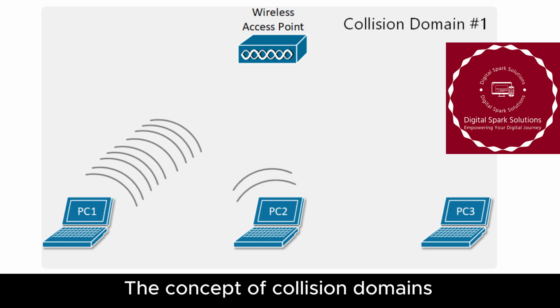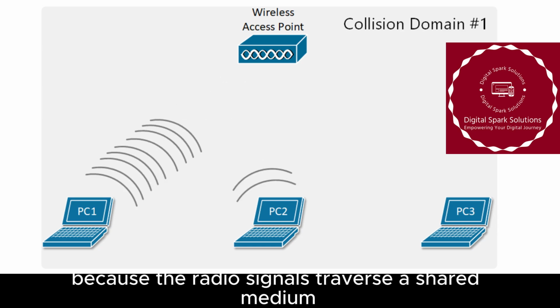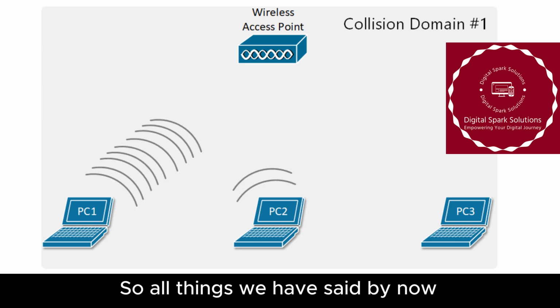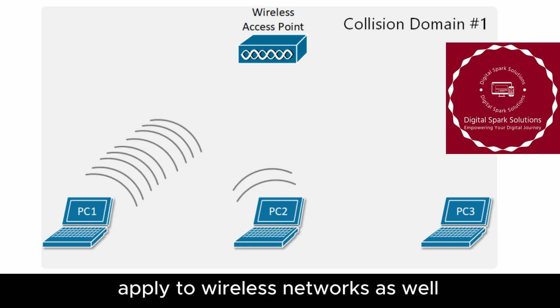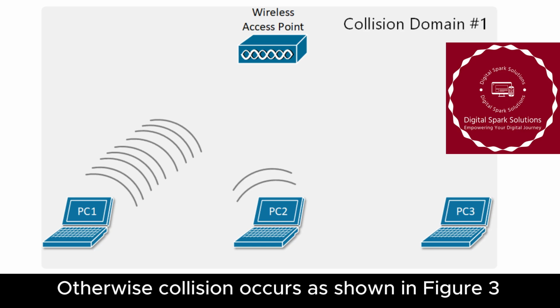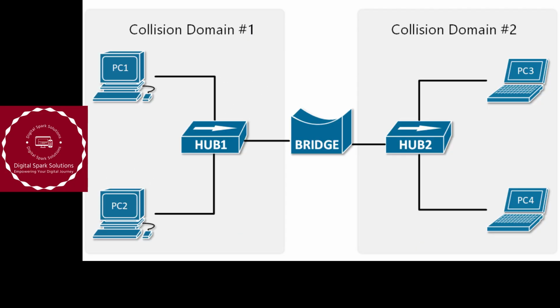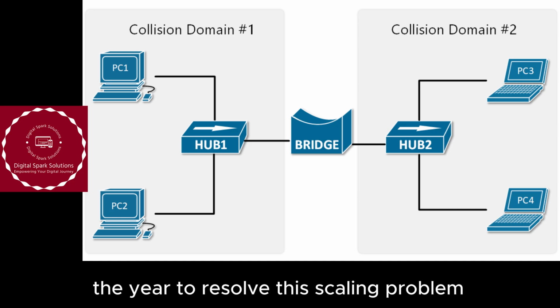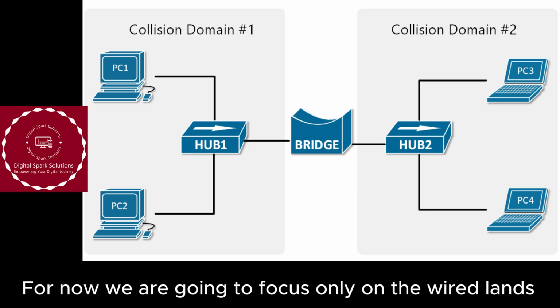The concept of collision domains applies also in wireless networks, because the radio signals traverse a shared medium, which is the Wi-Fi radio spectrum. So all things we have said by now apply to wireless networks as well. Only one node in a wireless LAN may transmit at any one time, otherwise a collision occurs, as shown in Figure 3. Several techniques were introduced over the years to resolve this scaling problem. For now, we are going to focus only on wired LANs.